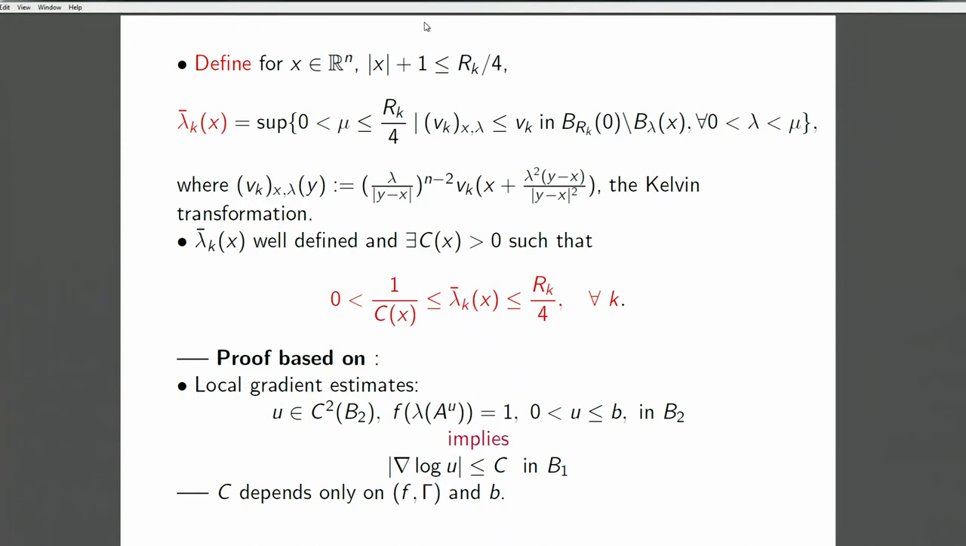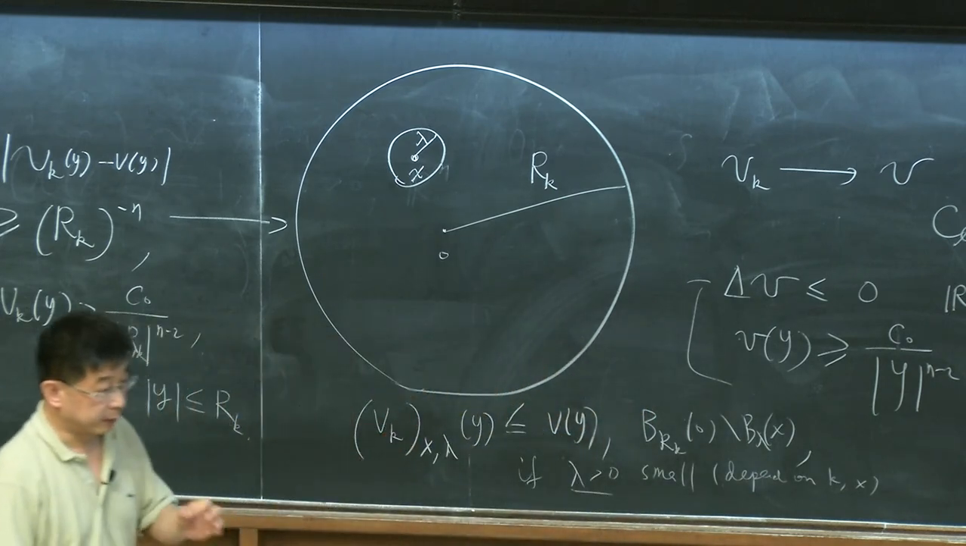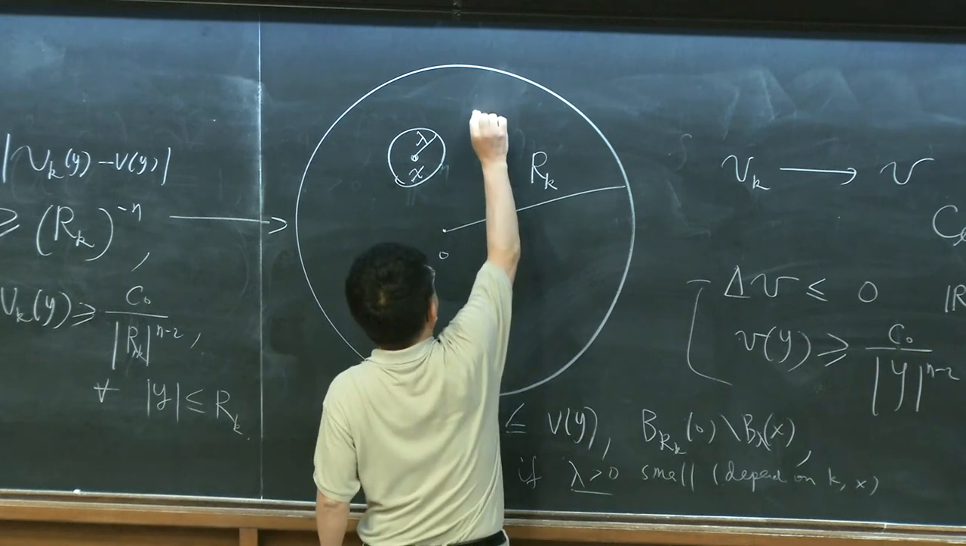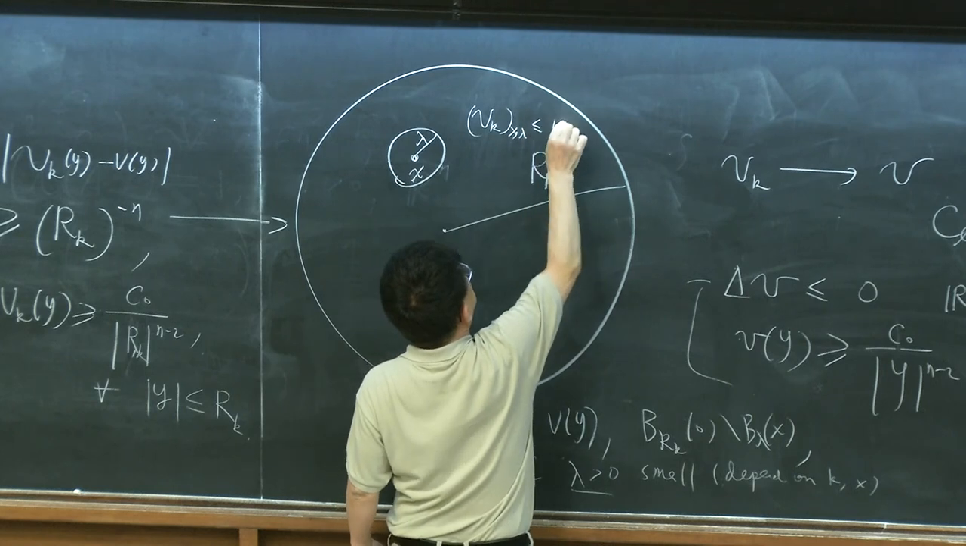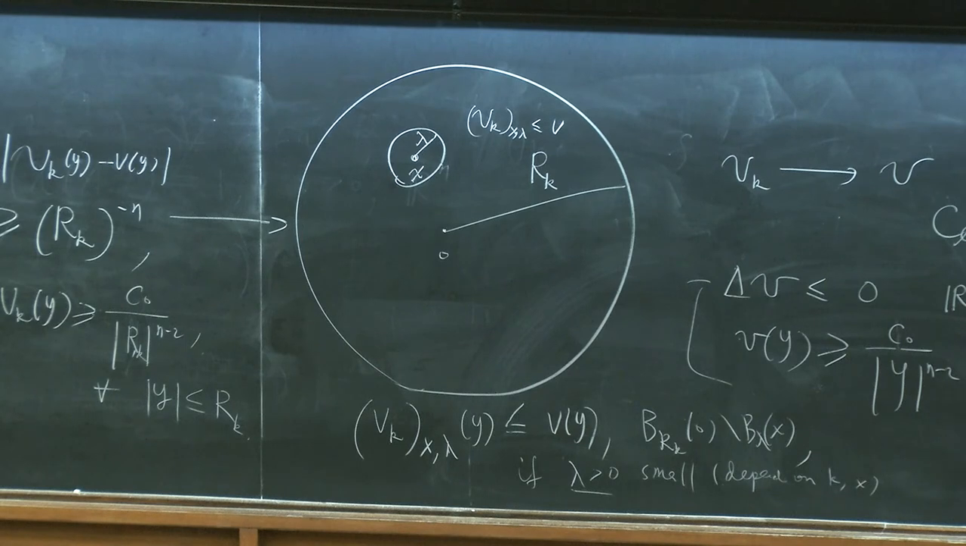So if lambda positive is small, this smallness depends on k and depends on x. So we take a very, very small ball, we make a Kelvin transformation, and we are going to see an order outside. And that's not hard at all. That's quite straightforward, this statement.